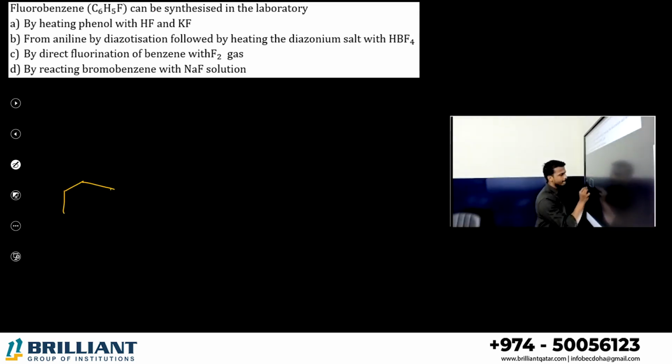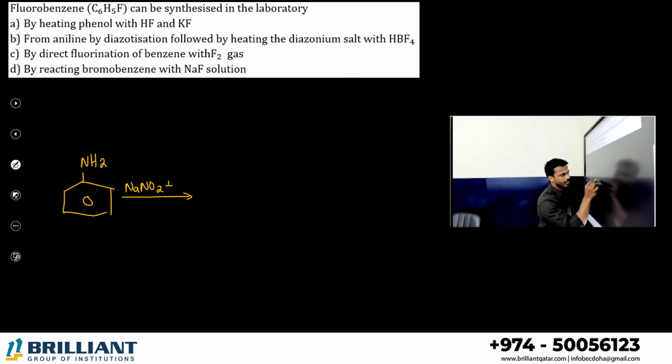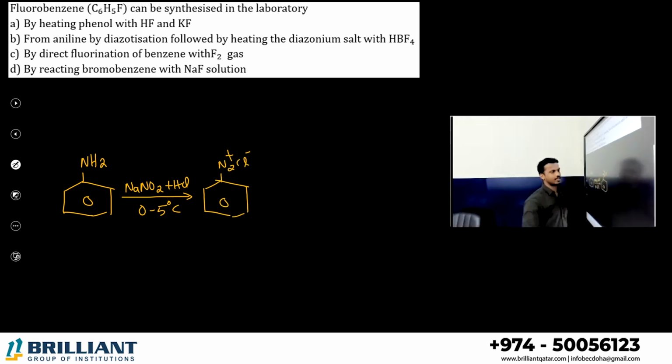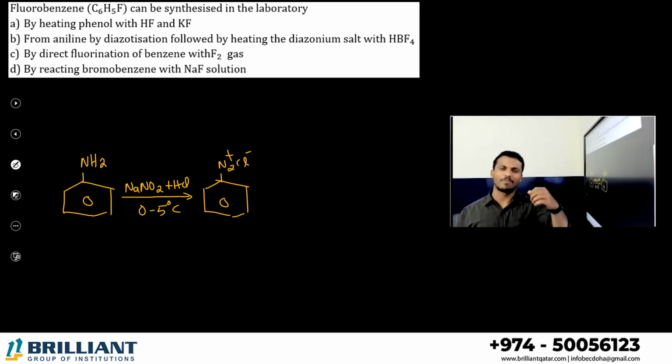We know aniline, C6H5NH2. First we do diazotization, NaNO2 with HCl at 0 to 5 degrees Celsius. What are we getting? Benzene diazonium chloride, C6H5N2+Cl-, a very important compound. You can prepare so many important compounds from this one. We prepared chlorobenzene and bromobenzene through the Sandmeyer and Gattermann reactions. When you treat it with warm potassium iodide, we get iodobenzene. How are you getting fluorine?